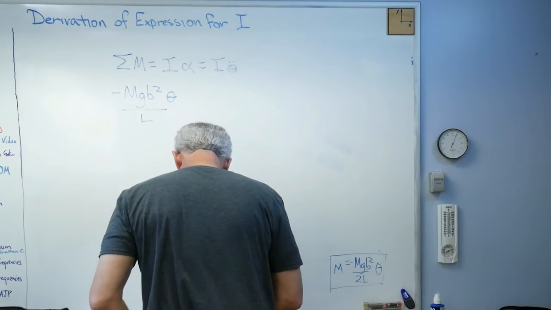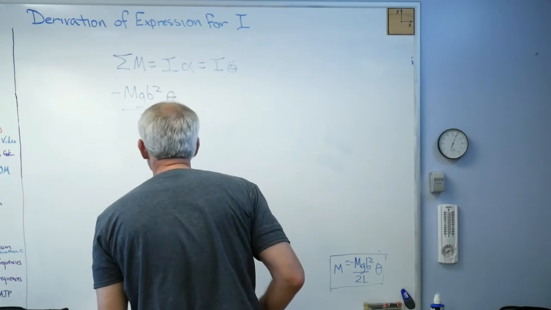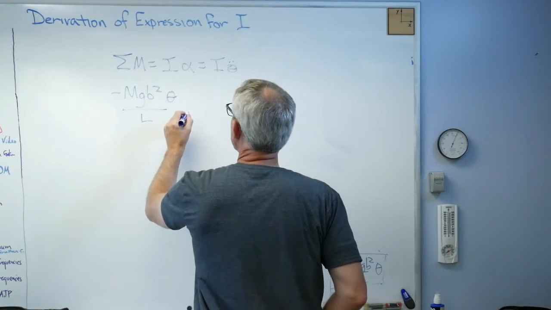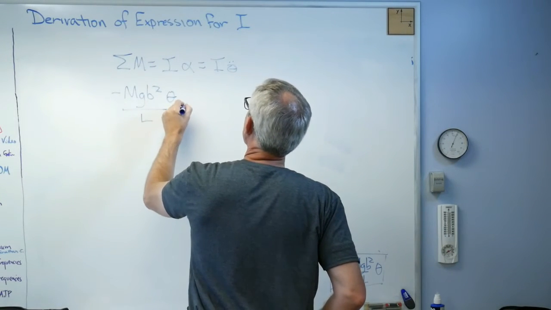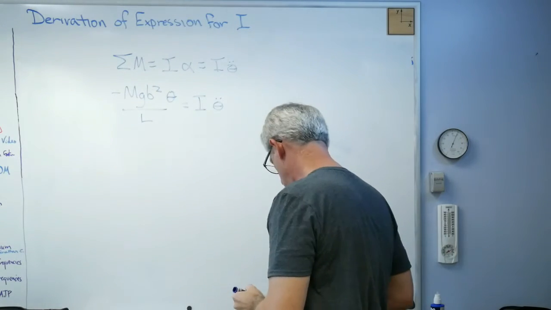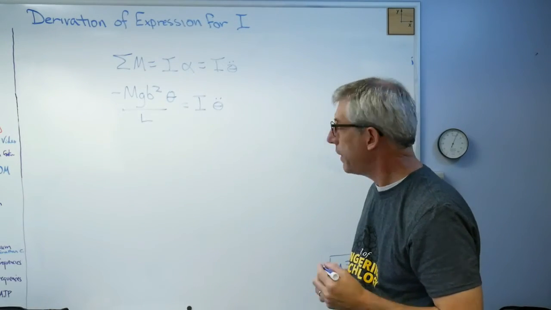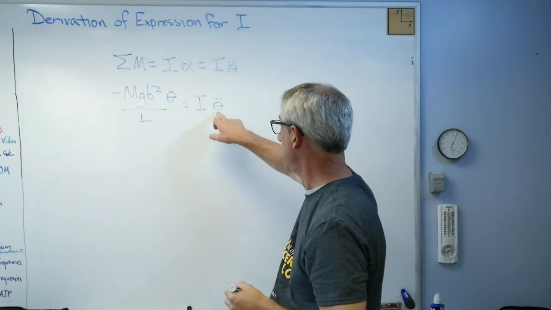Let me make sure I'm doing this right. I've got my cheat sheet right here. I've messed up once before. I don't want to do it again. So that's the sum of the moments equals I times theta double dot. So there you go. I want the other marker. That's an equation of motion. It's a differential equation of motion, actually.